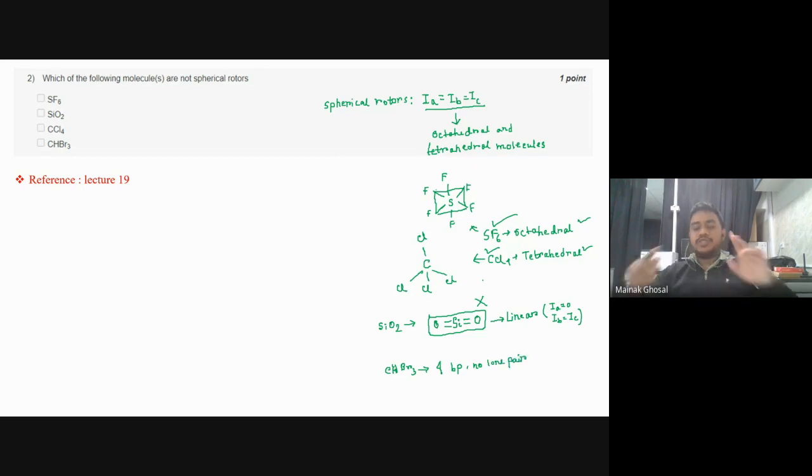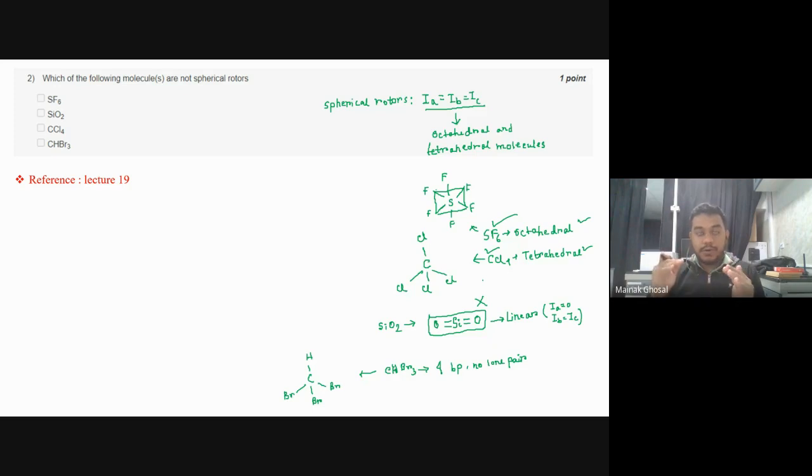So it could have two possible geometries. Either it could be square planar or it could be tetrahedral, just like your CCl4. The structure will be just like your CCl4 structure. So its structure will be tetrahedral, but here some restriction is there. First understand why it is tetrahedral: because it has four bond pairs and there is no lone pair.